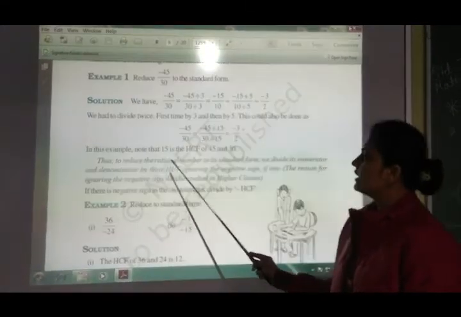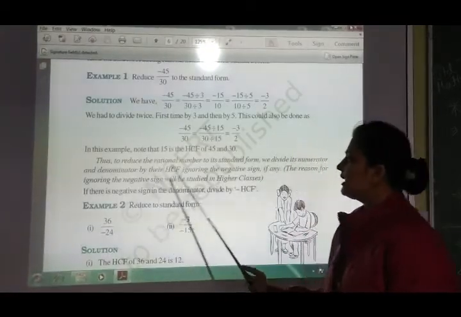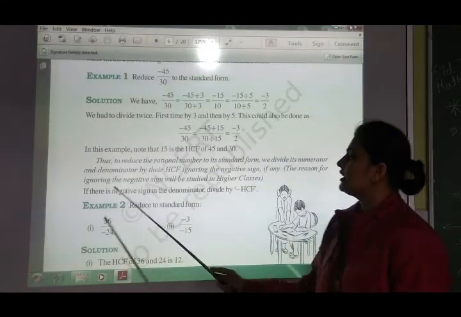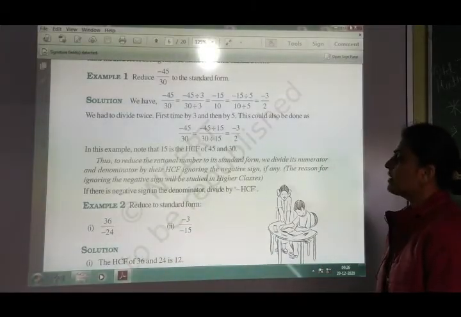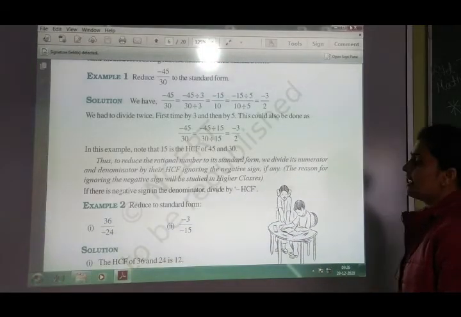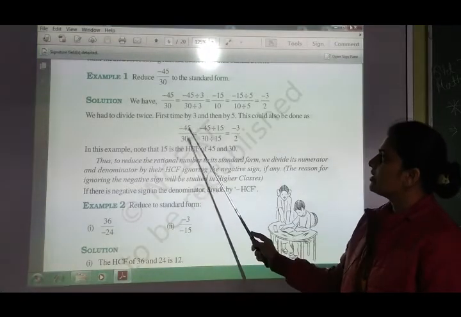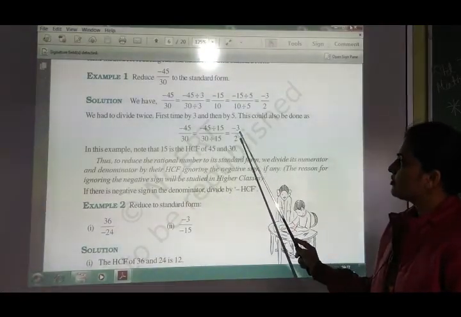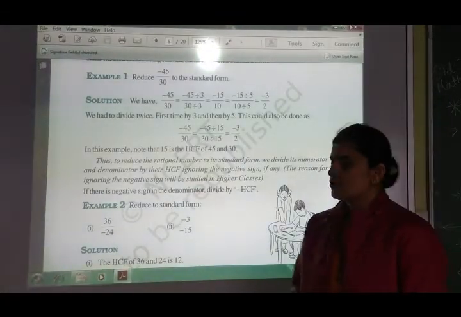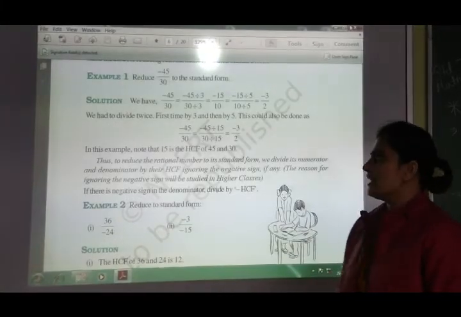Thus, to reduce a rational number to its standard form, we divide its numerator and denominator by their HCF, ignoring the negative sign if any. The reason for ignoring the negative sign will be studied in higher classes. If there is a negative sign in the denominator, divide by minus HCF. If there is a negative sign, then carry that negative sign with the answer also. Here minus 45 was there, so in the answer also minus is there with the numerator. That means whenever we want to reduce a rational number to standard form, we have to divide them by their HCF.